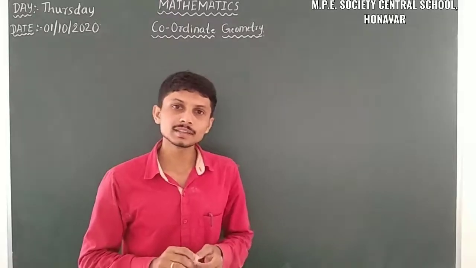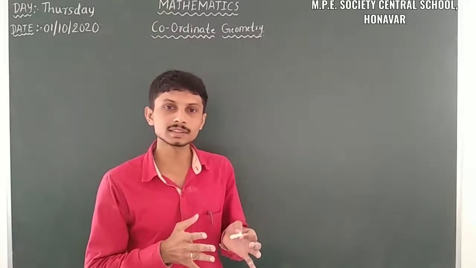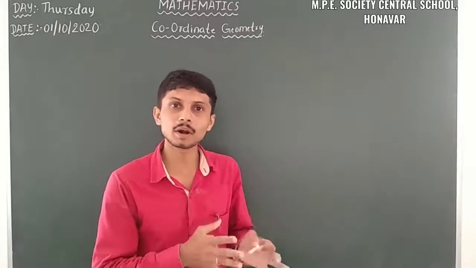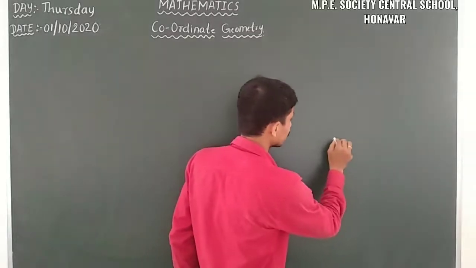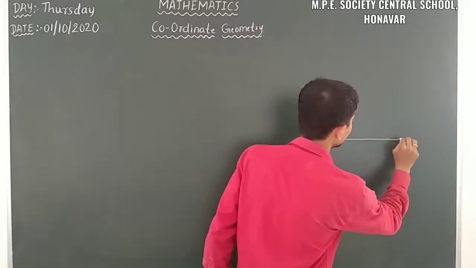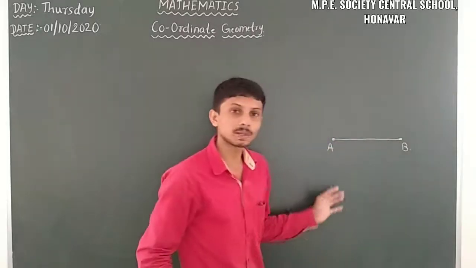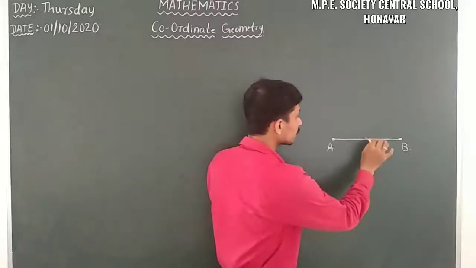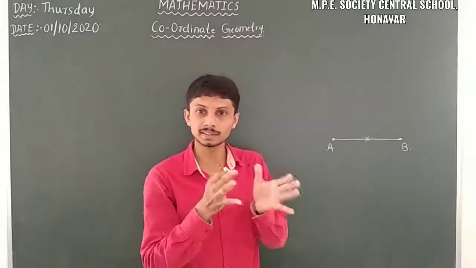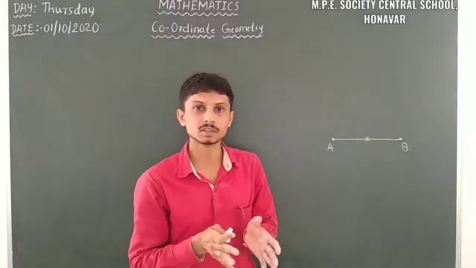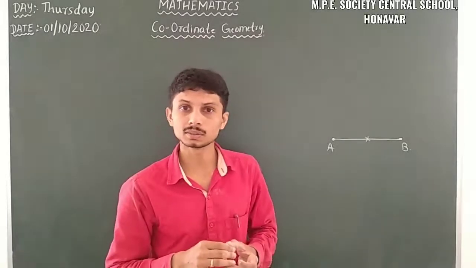In the last problem we observed a point that is equidistant from two points. For example, here we have a line with two points A and B, and we take a point equidistant from those two points. We already discussed this case in the last classes, and we used the distance formula to calculate it.